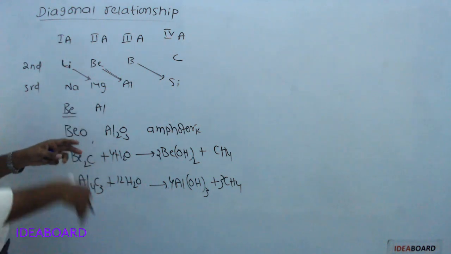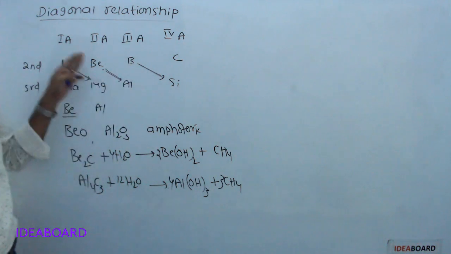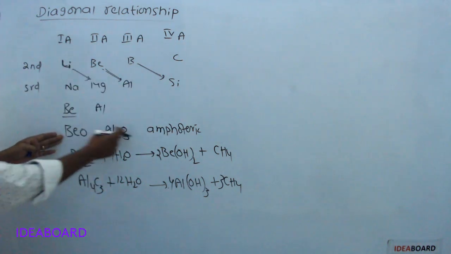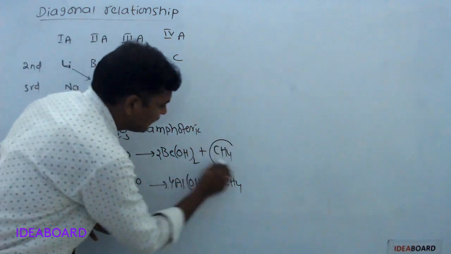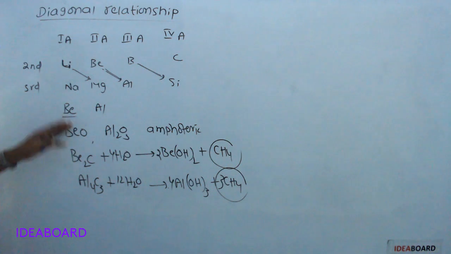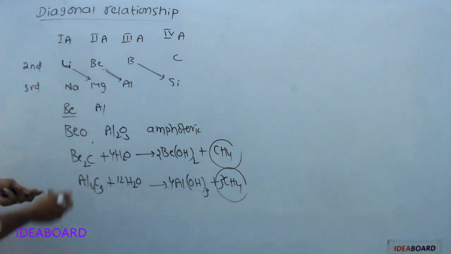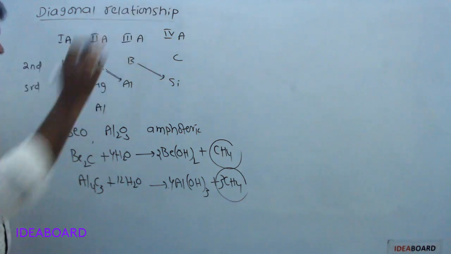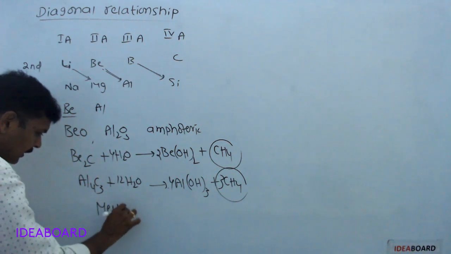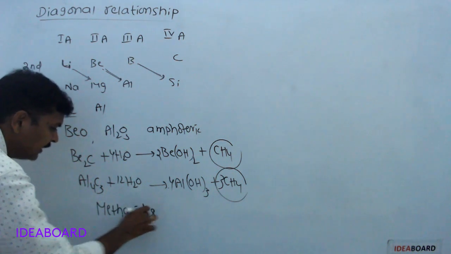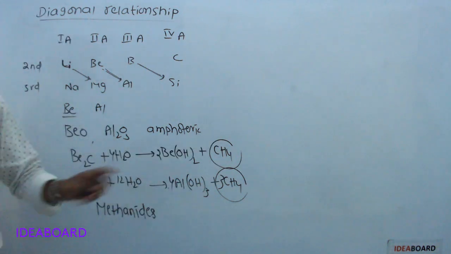Beryllium belongs to second A group, aluminium belongs to third A group. Even though they belong to different groups, their oxides are amphoteric. Their carbides on hydrolysis, methane is formed. That is due to diagonal relationship. That's why these two are called methanides. These two carbides on hydrolysis form methane, that's why they are called methanides.